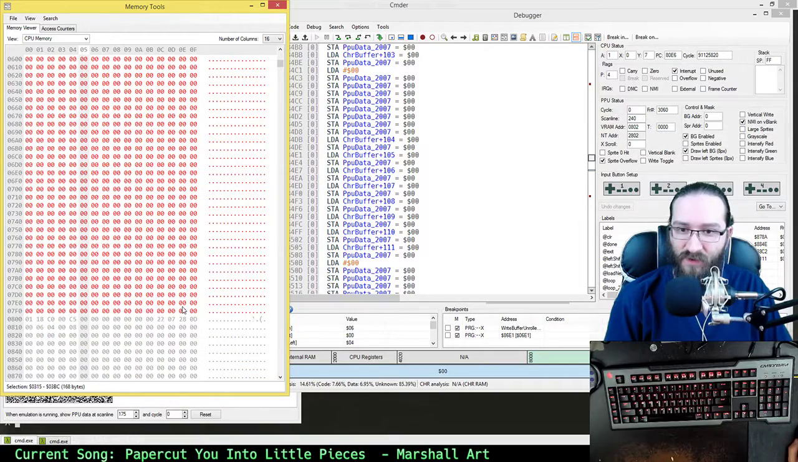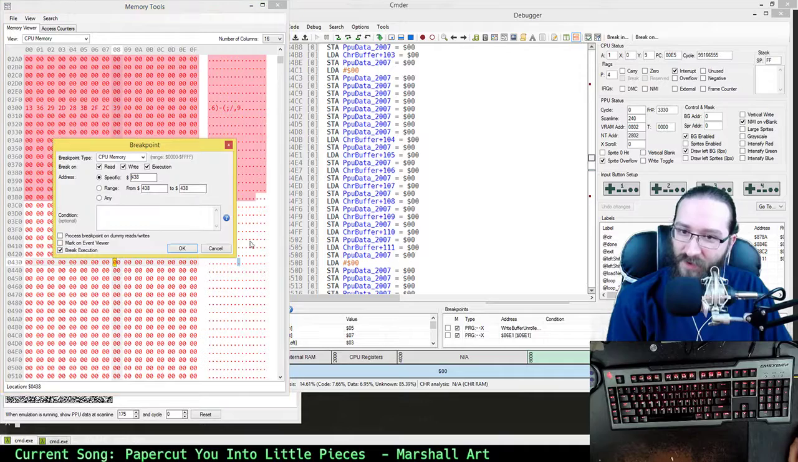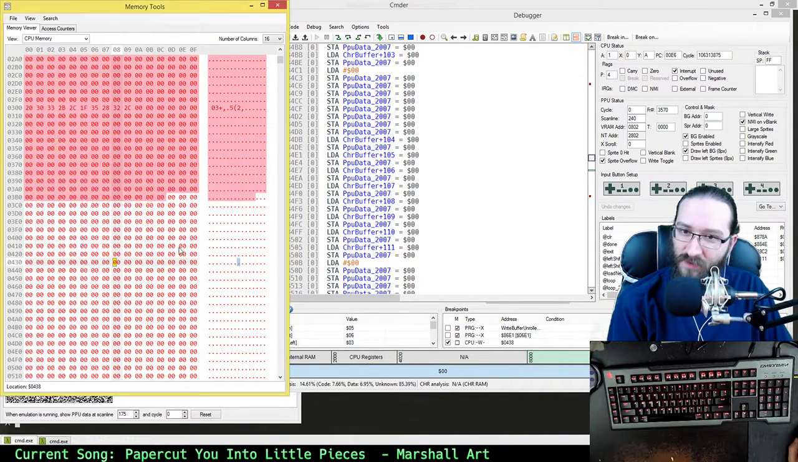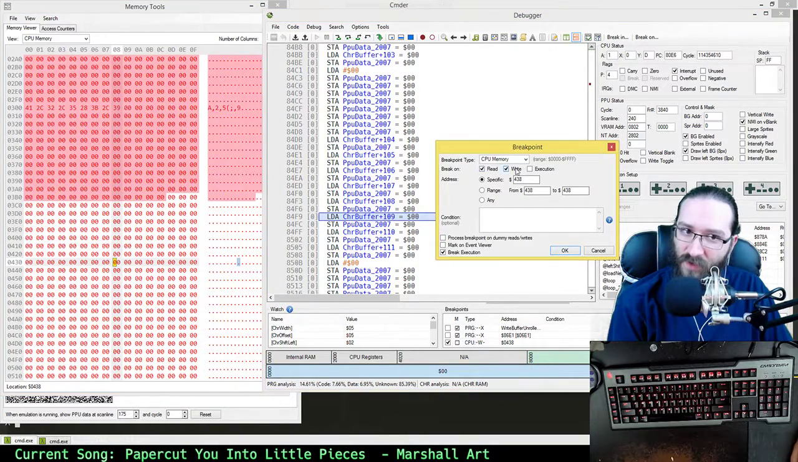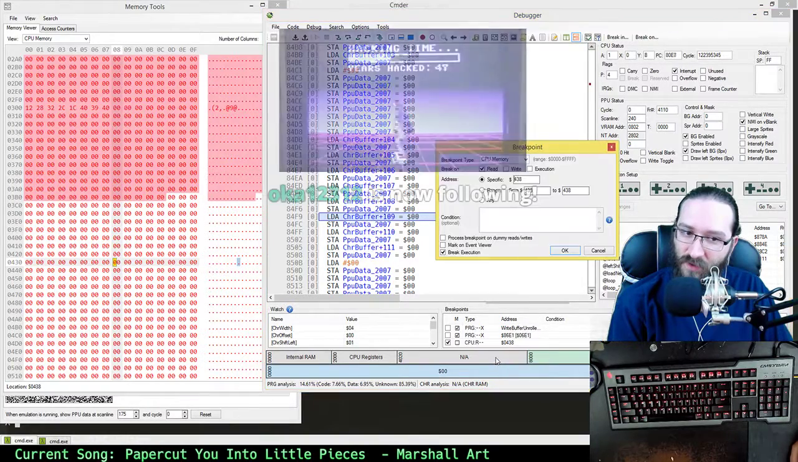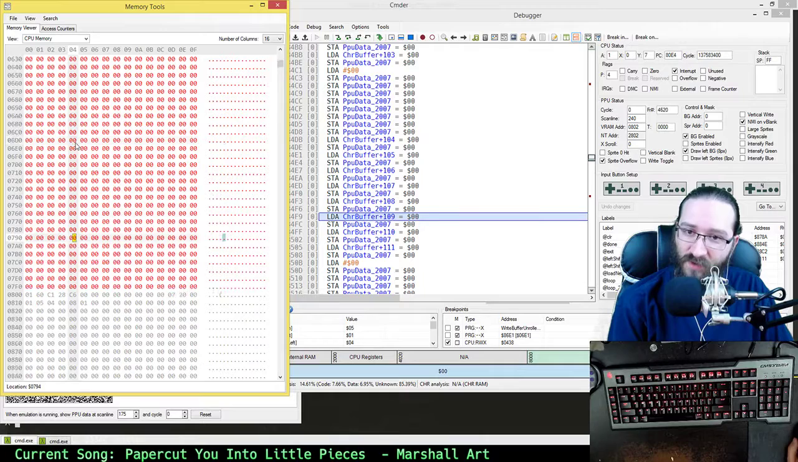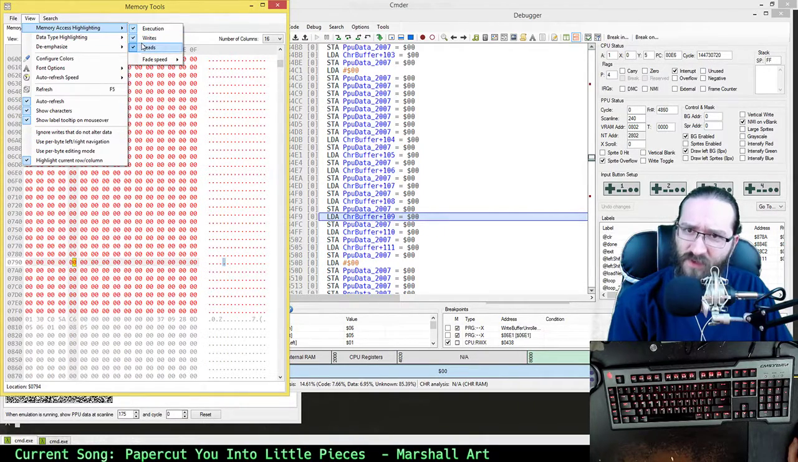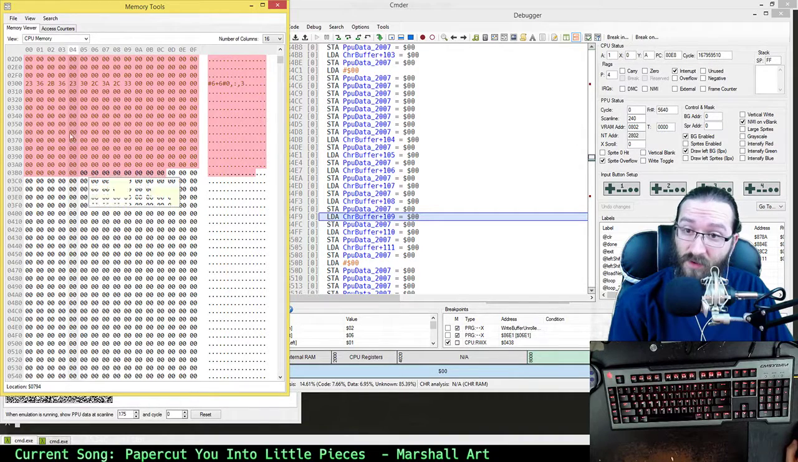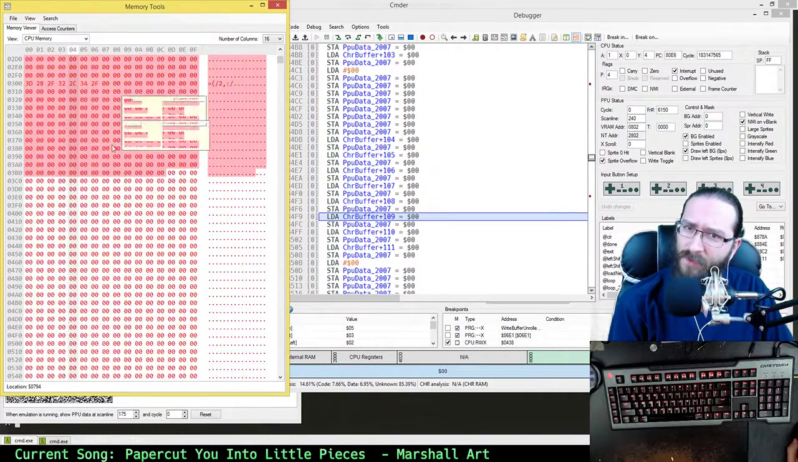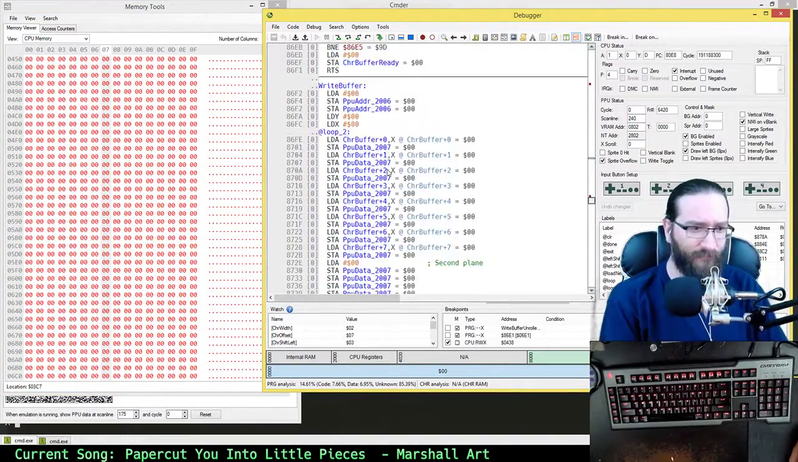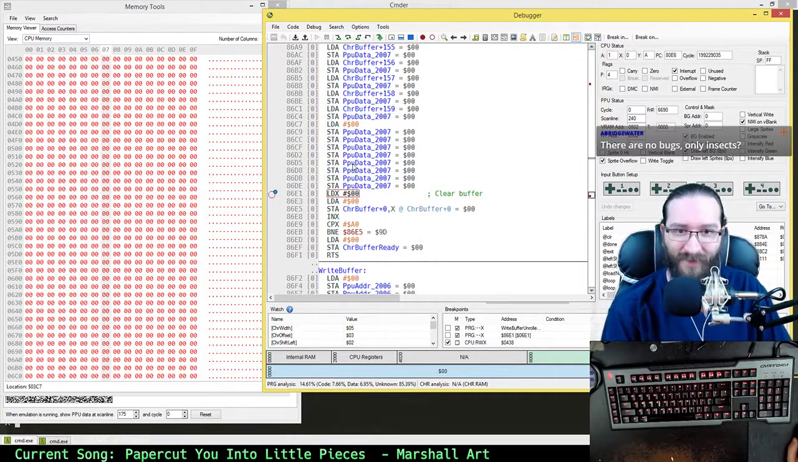Why is all this red? That shouldn't be red. Edit breakpoint on the right. Okay, edit on read. Why is this still red? Read, write, or execute. These guys should not be red, because red is like reads. Isn't it? Nope, red is writes. Why is that being rewritten? What? Oh, is my clear routine bugging out? Only insects. Yeah, something like that.